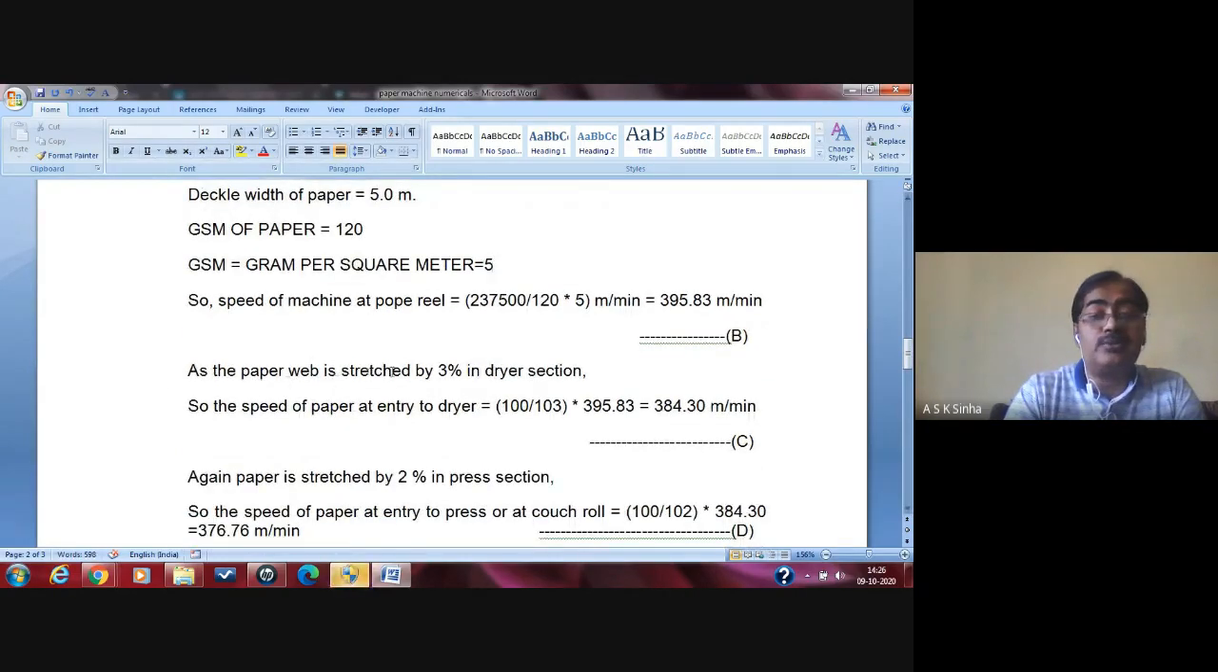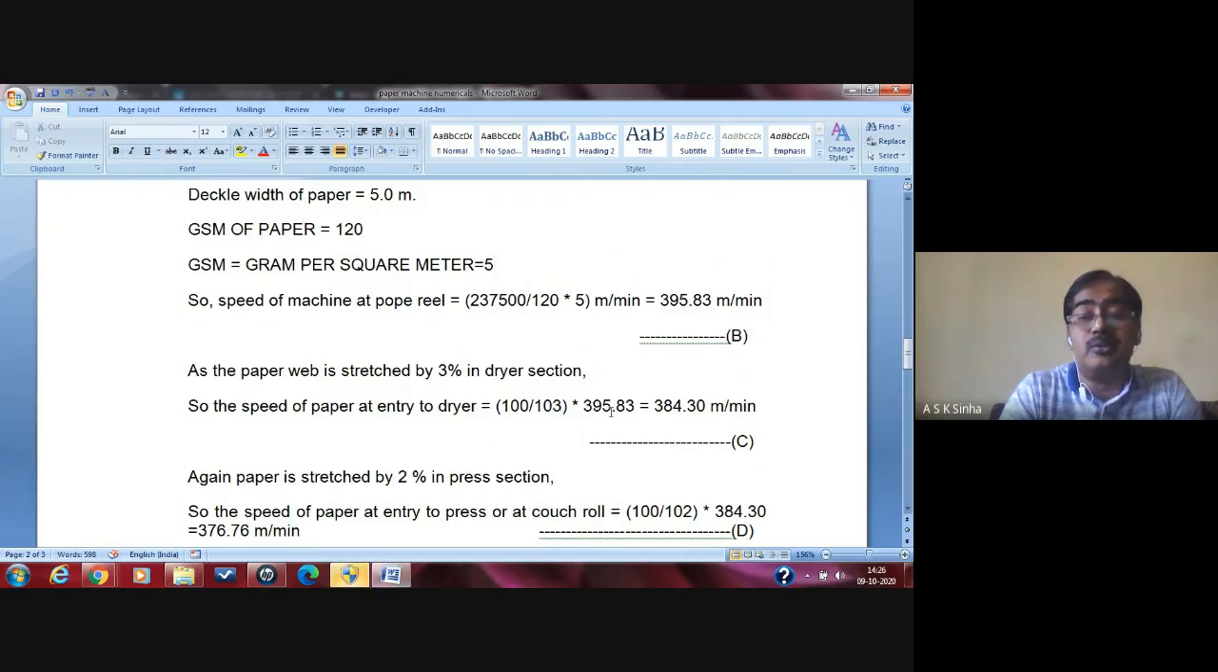As the paper web is stretched by 3% in the dryer section, it's given in the numerical. The paper is being stretched generally in the press section as well as in the dryer section. It is a stretchable material in the wet condition. It has good elasticity, so it will be stretched. Normally we are taking the average figure of 3% as per assumption and given in the numerical here. The real figure will be nearby the same or slightly varying depending on the structure and design of the machine.